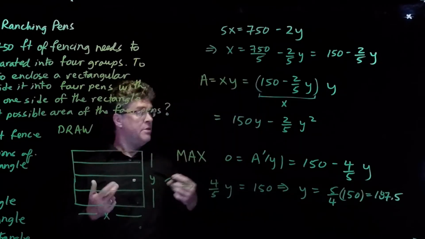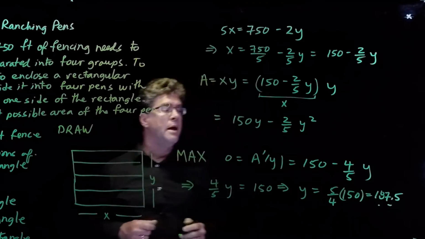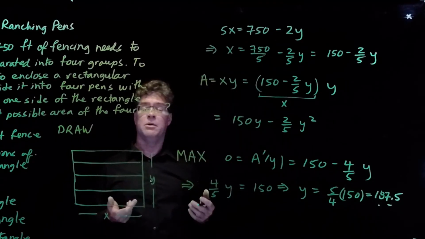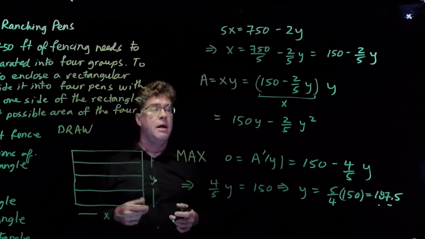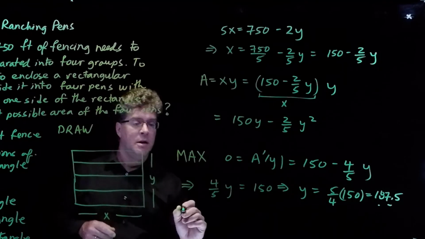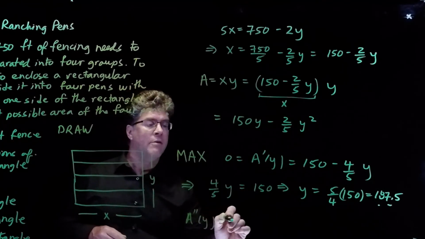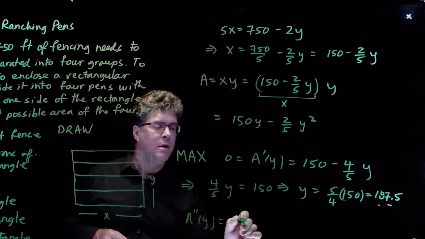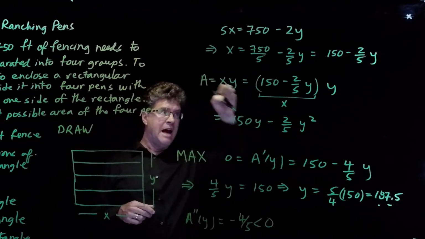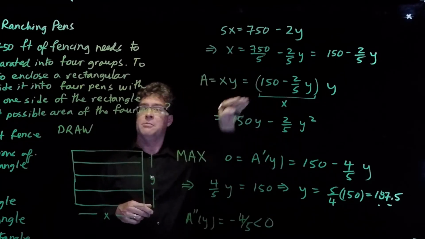So we have the value of the critical number, which is right here, and we want to make sure that the critical number is giving us a maximum, not a minimum. And the easiest thing to do here is to use the second derivative test. So if we write A double prime of y, we have minus 4/5, which is less than 0. And so that says the function A is like a sad face, and so when we find a critical point, it's going to be a maximum.